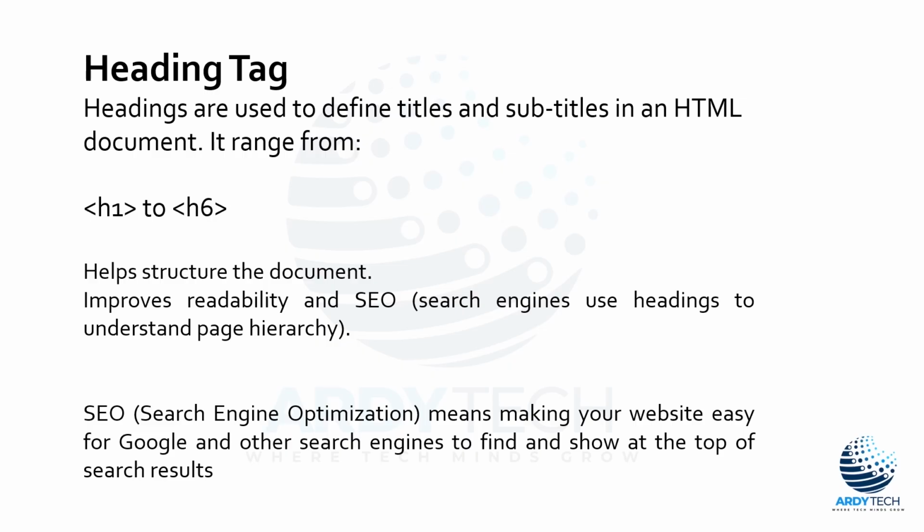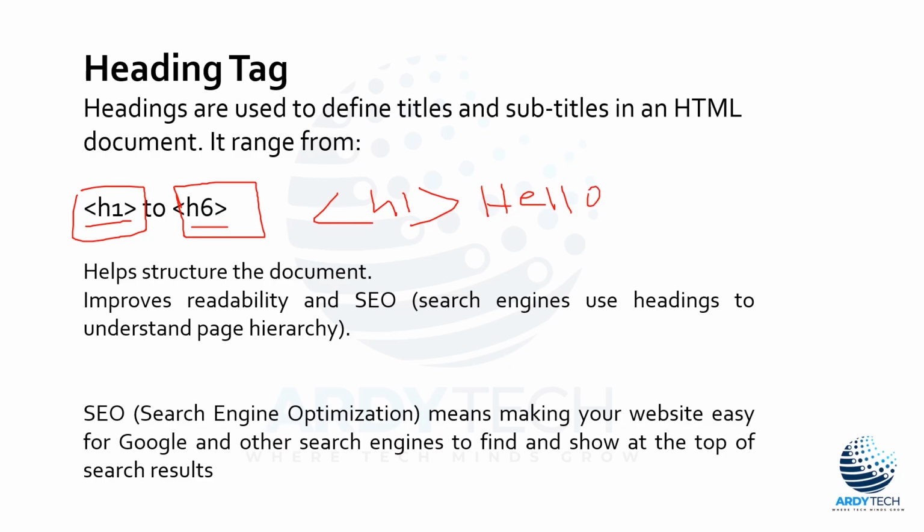Now let us look at the heading tag. The heading tag is used to define titles when it comes to developing web pages. It can range from H1 to H6. Why do they label them as H1 to H6? It is because when we add a text in an H1 tag, let's say for example, hello world.